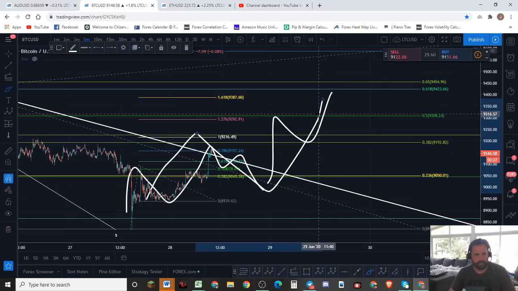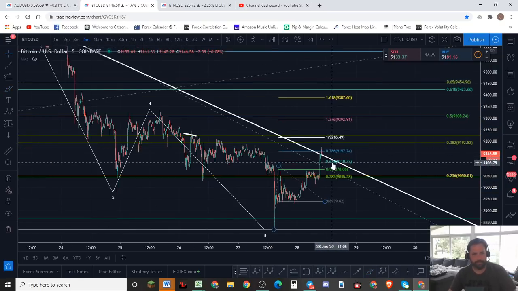Okay. Well, I'm trying to clear that out. Oh, there we go. I was trying to clear that out, but the computer was lagging.